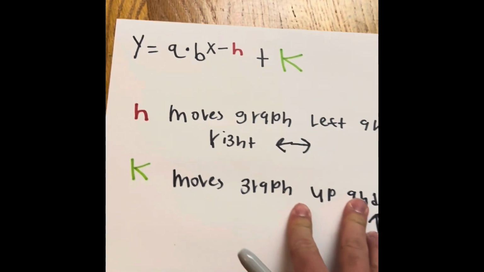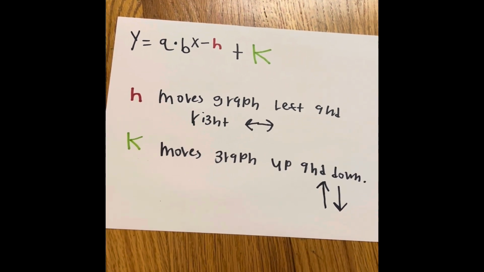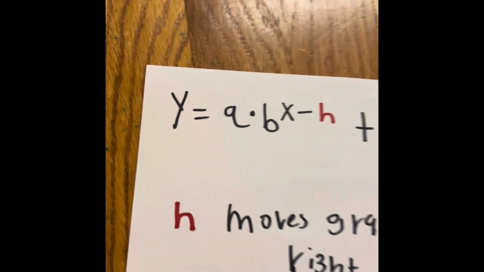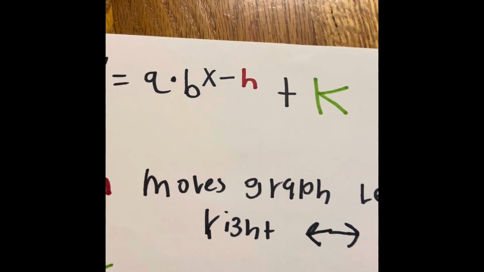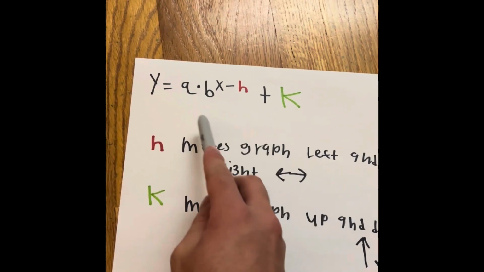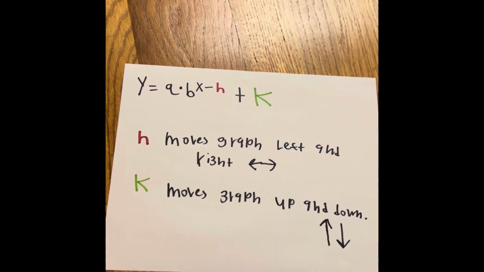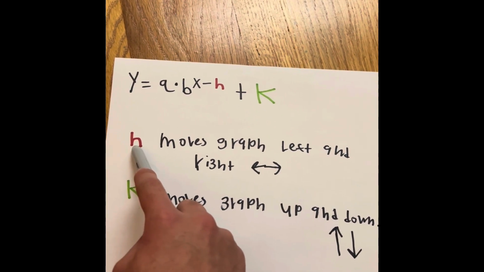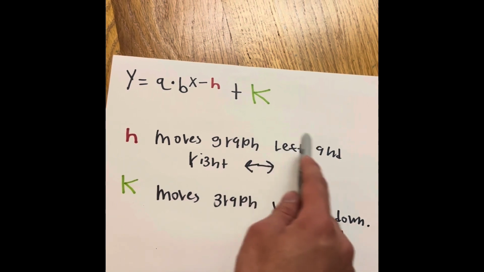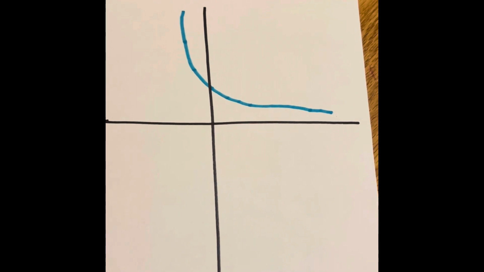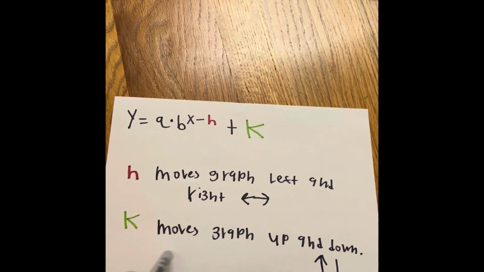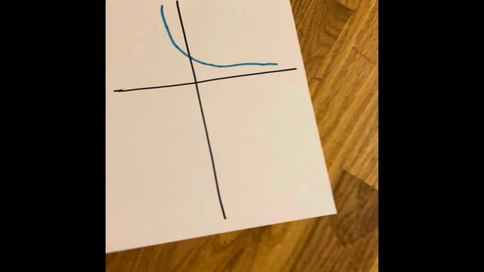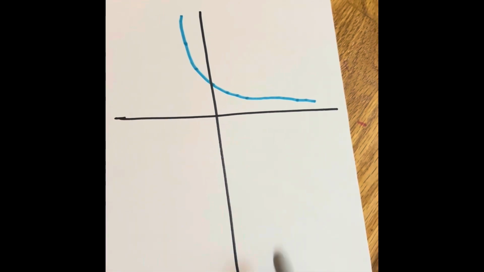Right over here, we have what seems to be a very strange formula: y equals a times b to the power of x minus h, plus k. The letter h moves the graph left and right, depending on the translation. The k moves the graph up and down. If you take a look at the graph, it would simply move up or down.